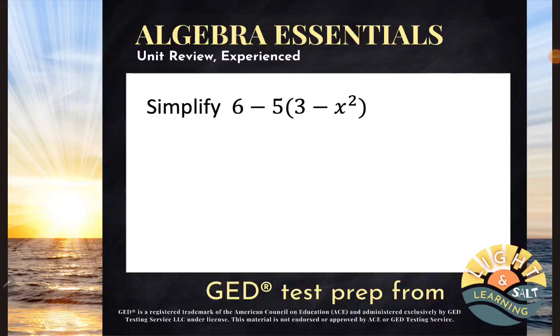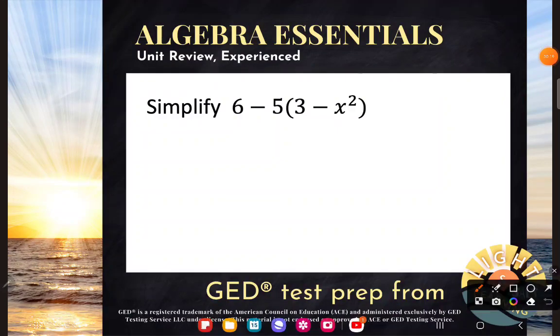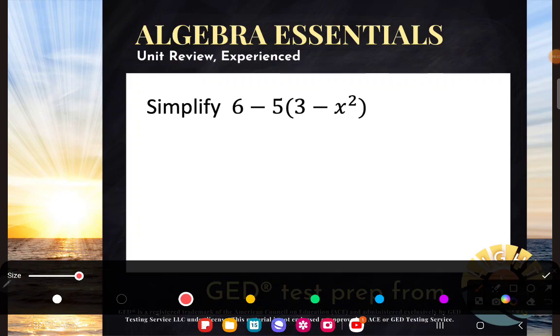Directions here say simplify, and this is a fairly simple example. So we're simplifying 6 minus 5 times the quantity of 3 minus x squared. Now, don't make the common student error of starting with 6 minus 5.